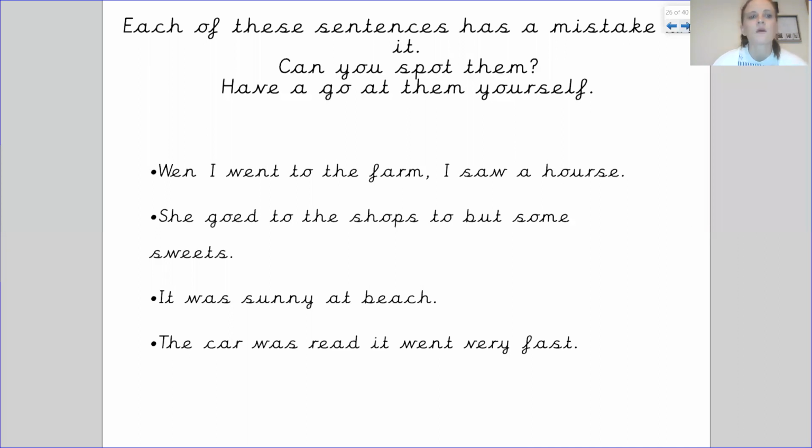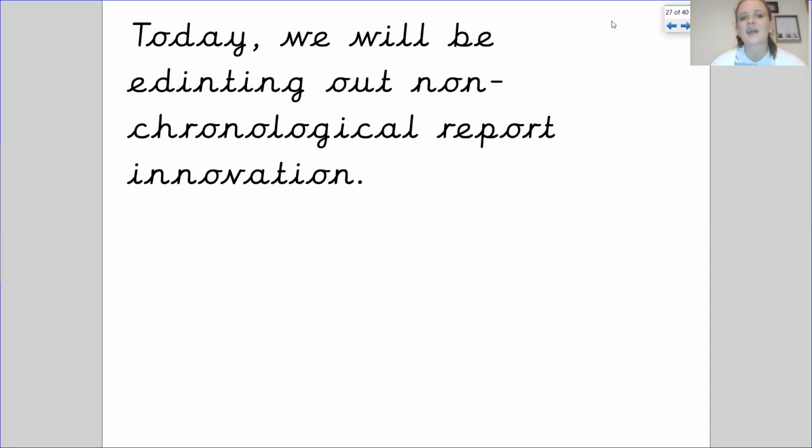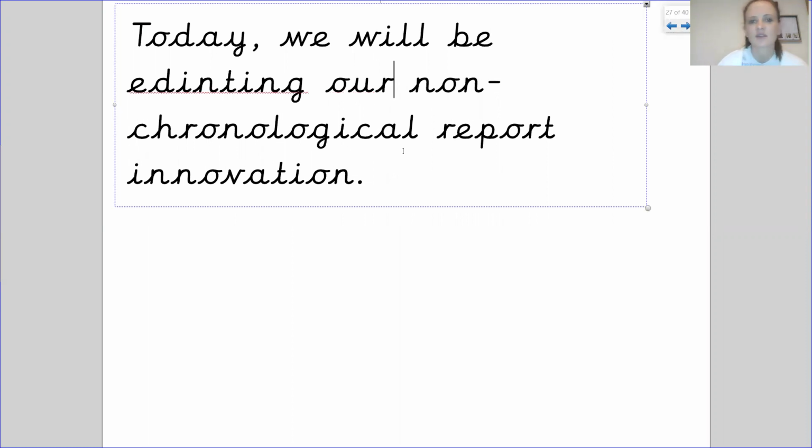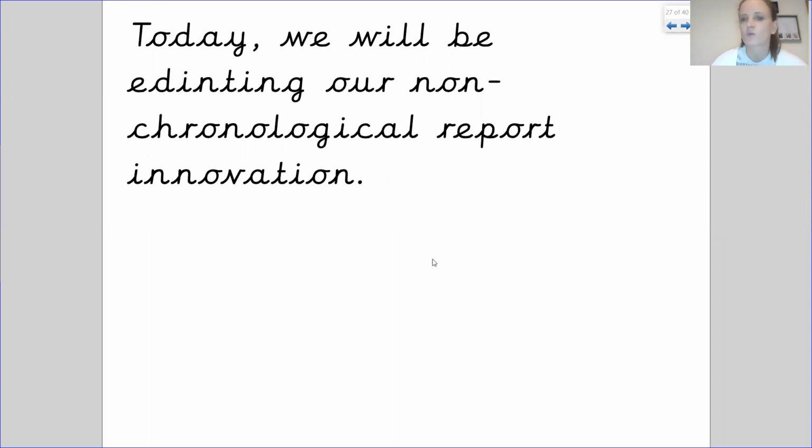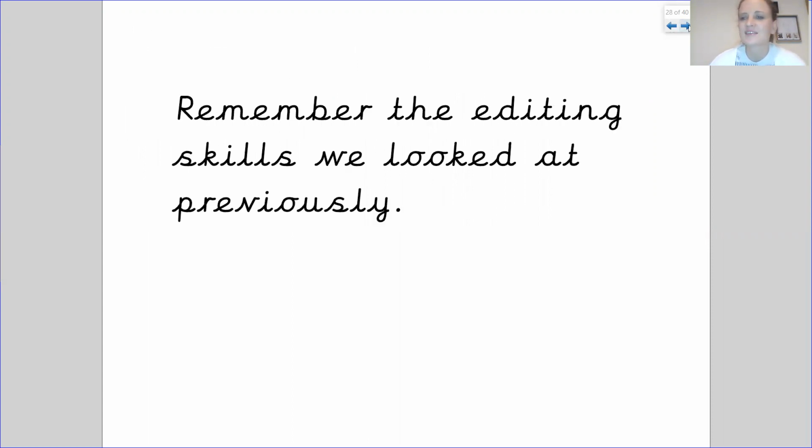So today we will be editing our, and you can see even that has got a mistake that needs to be corrected, our non-chronological report innovation. So we're going to be looking at the one that we wrote about Mrs. Bowen. So remember the editing skills that we looked at previously. So we have already looked at some editing skills.